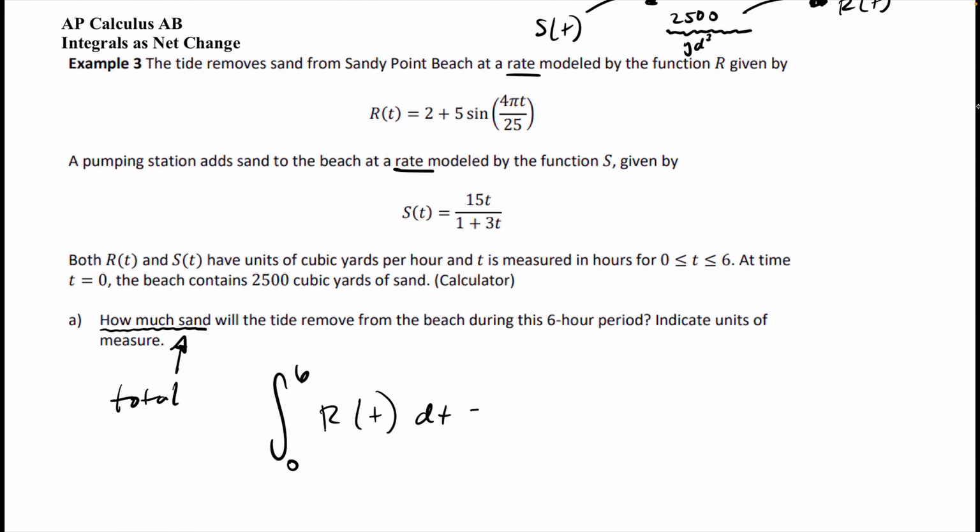Now when you're answering these questions, you don't have to actually write 2 plus 5 times sine of 4 times t. They've already defined what R of t is. So to refer to it, you just have to put R of t. How do we answer it? Calculator. So let's go to our calculator.